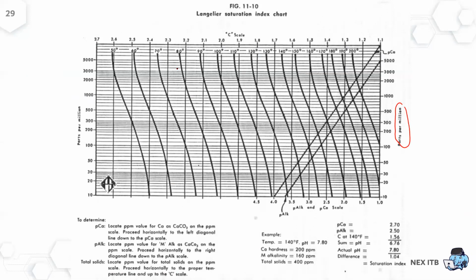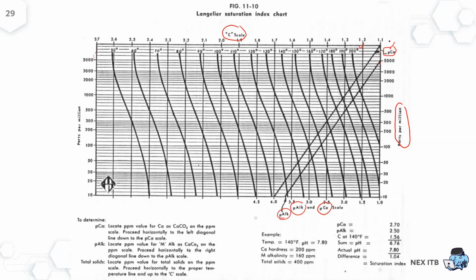Yeah, the y-axis is similar. The right-hand side and left-hand side are similar. It's in parts per million. Below we have the p alkaline and also pCa, or p calcium. Above we have the C scale, and we also have the temperature here. We also have the diagonal line, which is used as a guide to calculate the pCa later, and this one is to calculate the p alkaline.